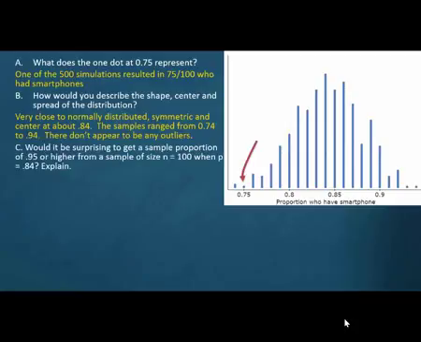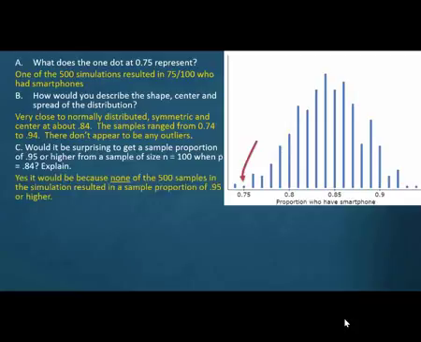Part C. Would it be surprising to get a sample proportion of 0.95 or higher from a sample size of n equal 100 when p equals 0.84? And explain. Again, if you haven't been doing this, go ahead and pause the video here and think about that before we go over the answer. Yes, it would be, because none of the 500 samples in the simulation resulted in a sample proportion of 0.95 or higher. Everything ranged between 0.74 and 0.94.